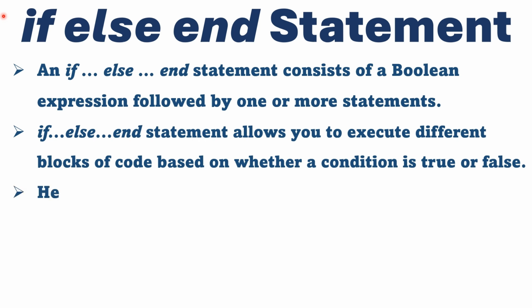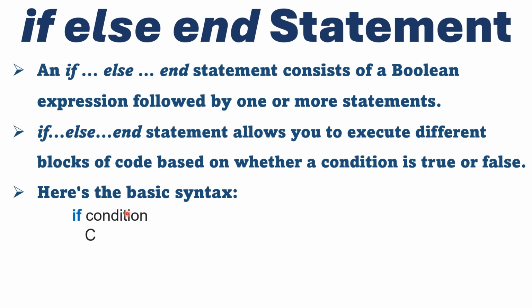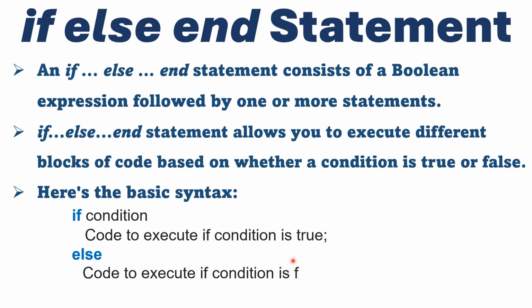But what is the syntax? So here is the syntax in MATLAB, how it works. Initially you start with the if, then you write the condition, and if the condition is true, then you write the statement which you want to execute, that is the code to execute if the condition is true. If the condition is false, that statement comes under the else. Then you need to write the else and the statement here, code to execute if condition is false. And at the end, you need to write the end.